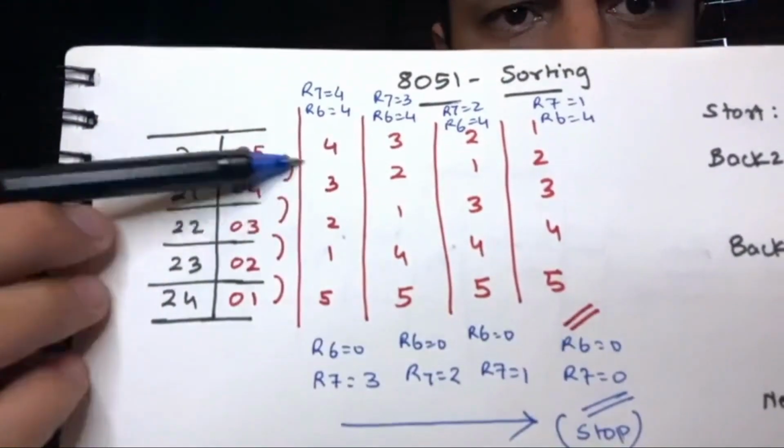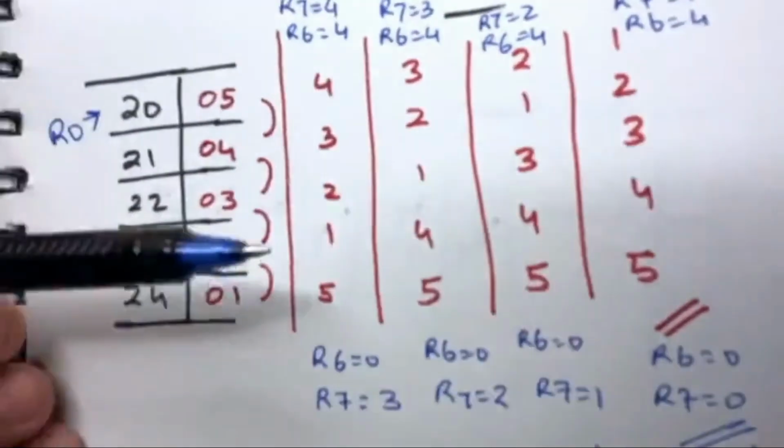So what is the idea? If there are 5 numbers, you do 4 comparisons. If there are 10 numbers, you do 9 comparisons. N-1 comparisons. Are you clear? Now, you do this in a loop. The count of the loop will be N-1.